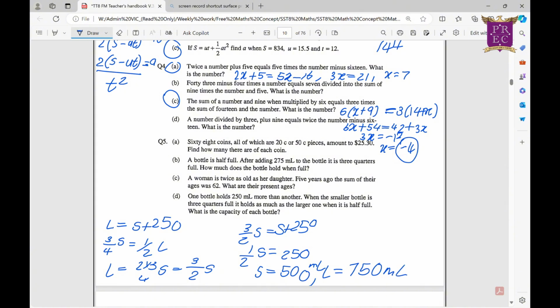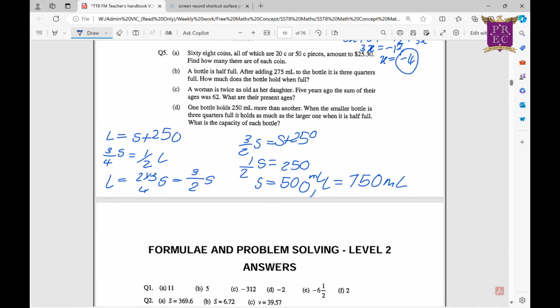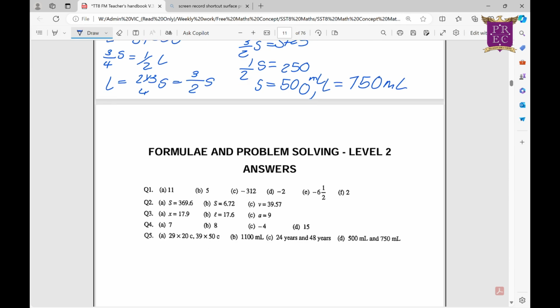What I want you guys to do is to do all the questions that we didn't go through and check the answers on the next page here. See if you got the answer. And that's it.